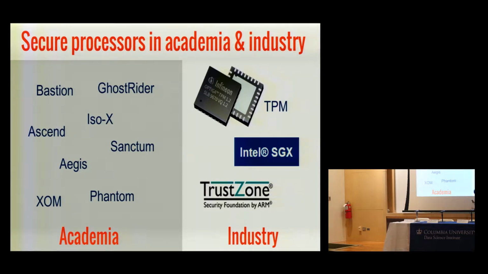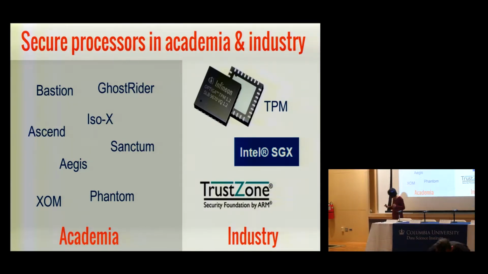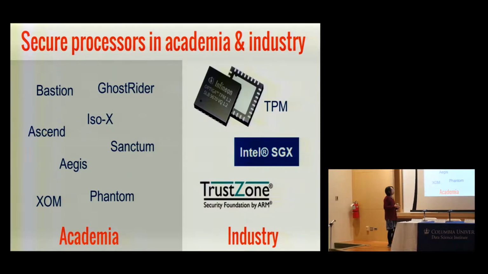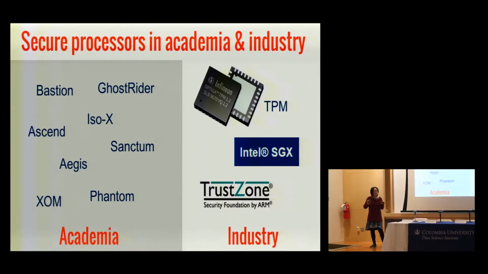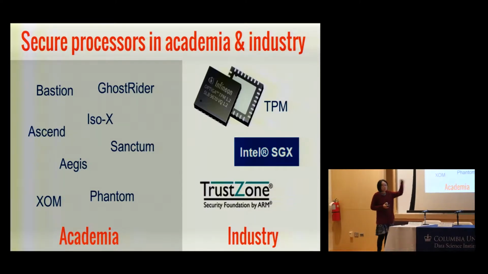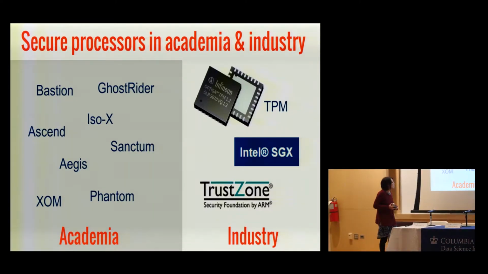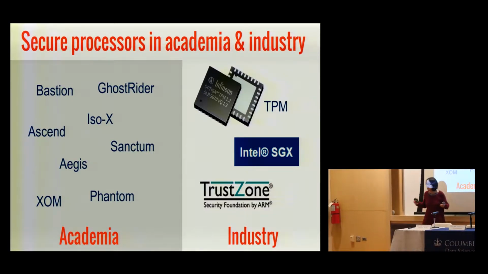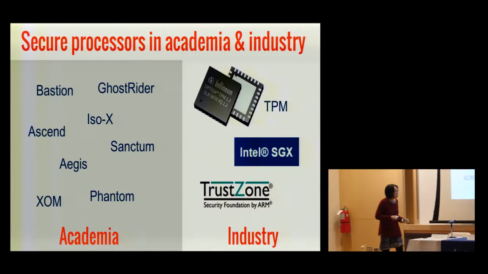There have been many secure processors built both in industry and in academia. If you have even been vaguely following the area, you might have heard of the latest buzzwords such as Intel's new SGX technology. There's also ARM's TrustZone, and a little less recently, the Trusted Platform Module, or TPM for short. And in academia, a variety of secure processors have been demonstrated.